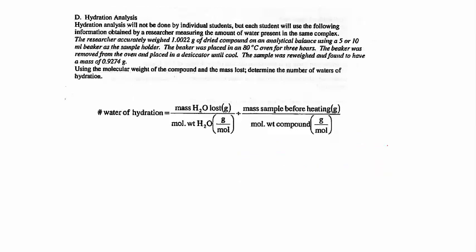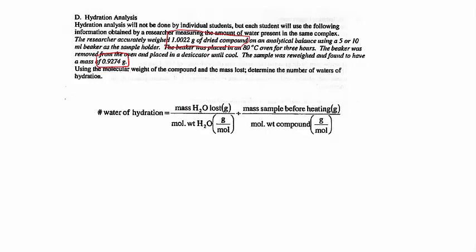All right, part D, hydration analysis also will not be done by individual students, but each student will use the following information obtained by a researcher for measuring the amount of water. The researcher weighed 1.0022 grams of dried compound, heated it for 3 hours, removed it from the oven, cooled it and reweighed it. That would remove any water. And they had 0.9274. This is water that's actually chemically attached that we've heated enough to remove. So we can figure out the waters of hydration using this.